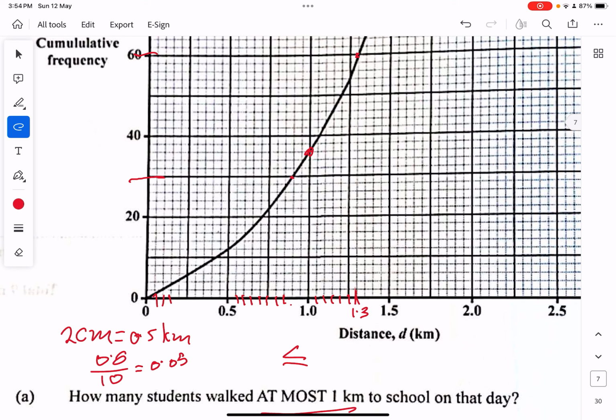0.5 divided by 10 is 0.05, right? So each one represents 0.05. So why is this not adding up? Oh, sorry, my bad.